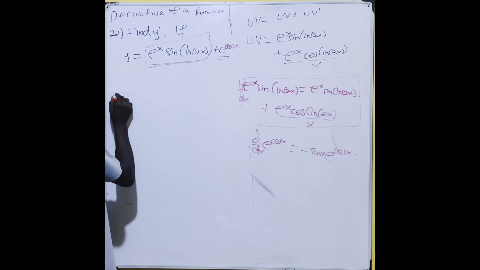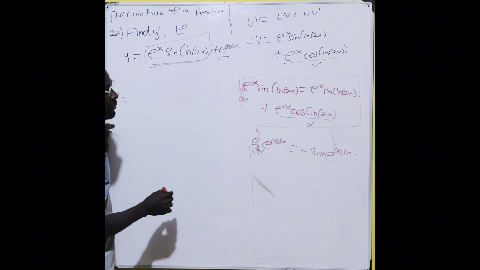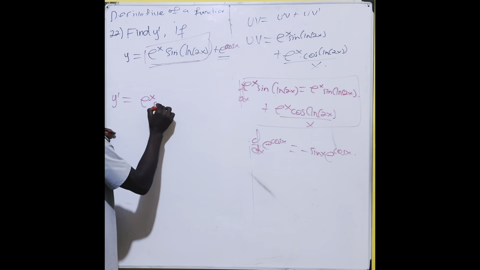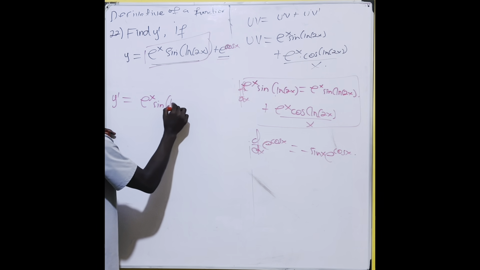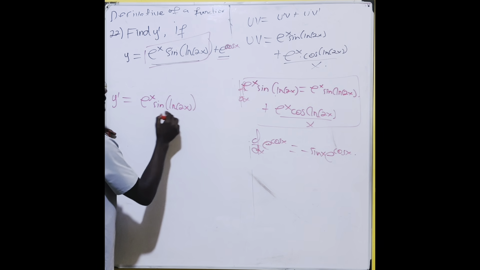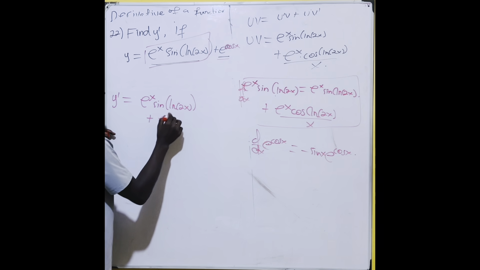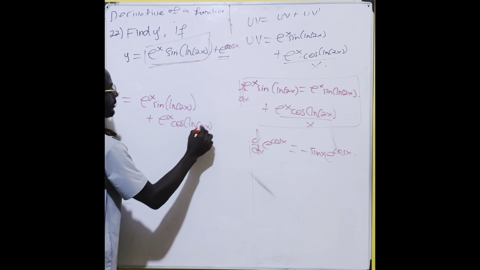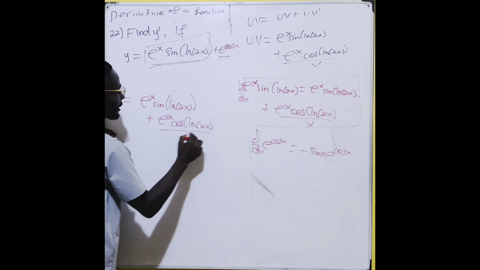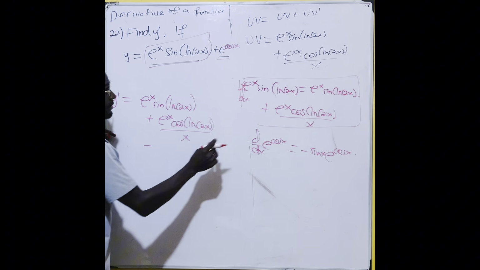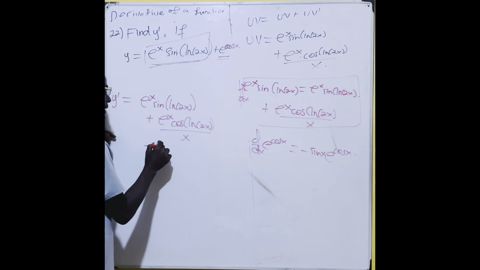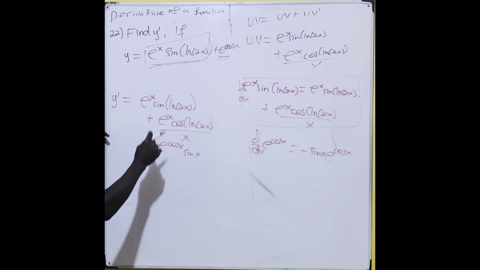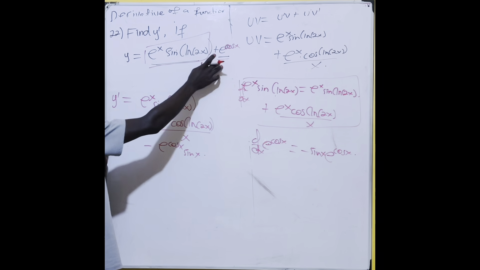So we're going to have our first derivative equal to e to the x sine of ln 2x plus e to the x cos of ln 2x, divided by x, minus the second part, which is e to the cos x sine x. So this becomes the derivative of this particular function.